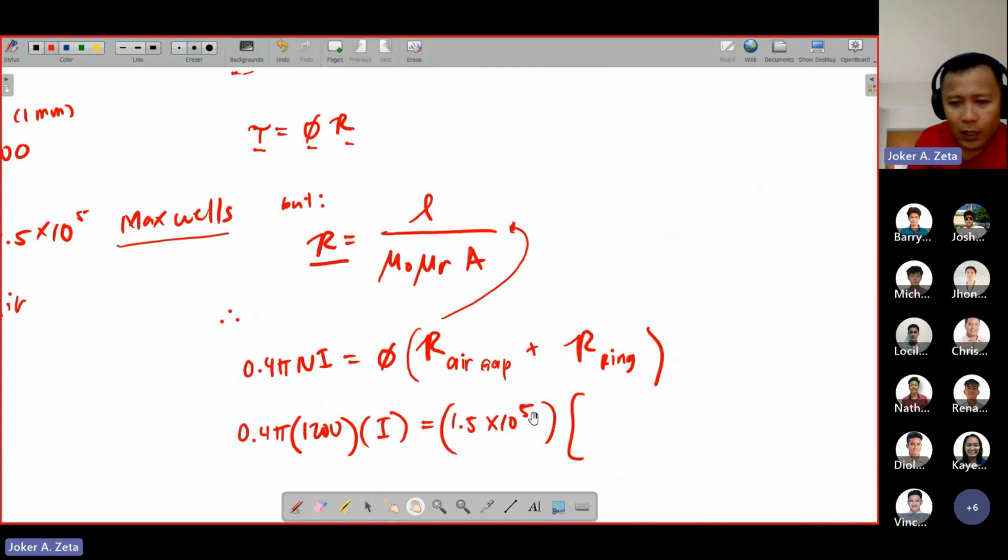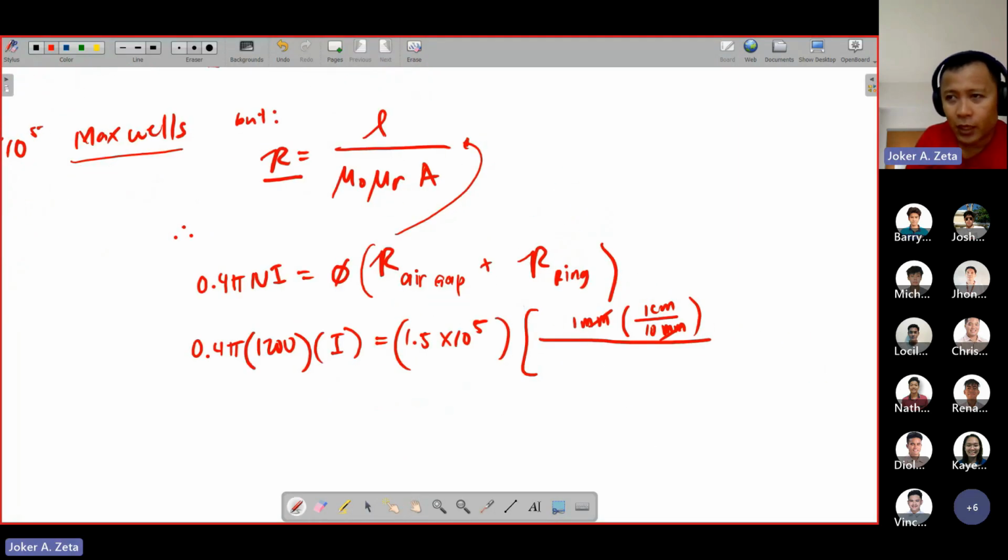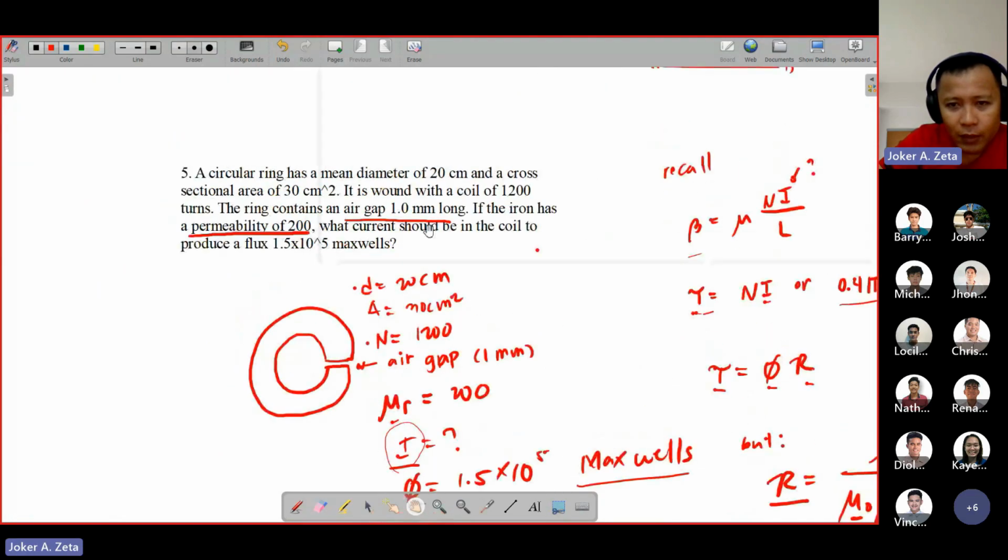But take note, we are using CGS units, so we have to convert 1 mm into CGS. 1 mm times 1 centimeter is equivalent to 10 mm, cancel. Divided by the open space permeability of the air gap. What surrounds the air gap? It is still air. Since we are in CGS, the permeability for air is 1. Times the relative permeability of the air gap, still air, so still 1. Times the area.